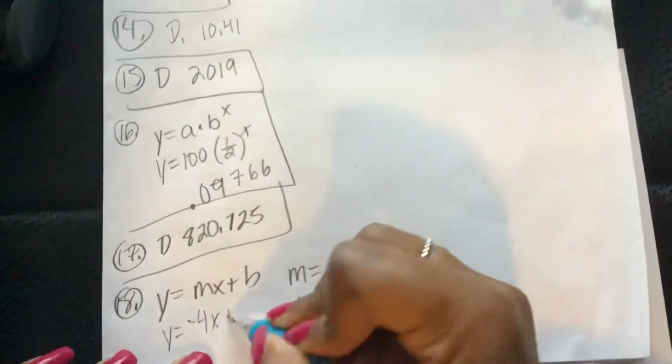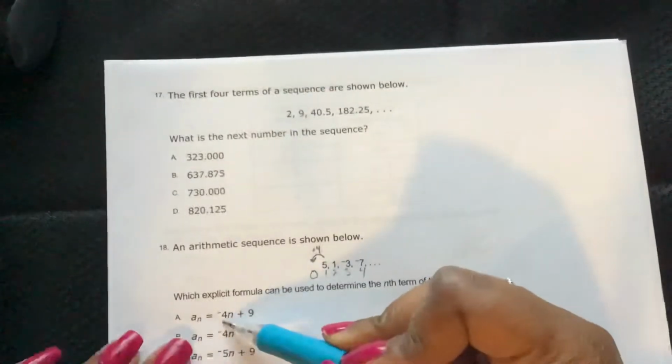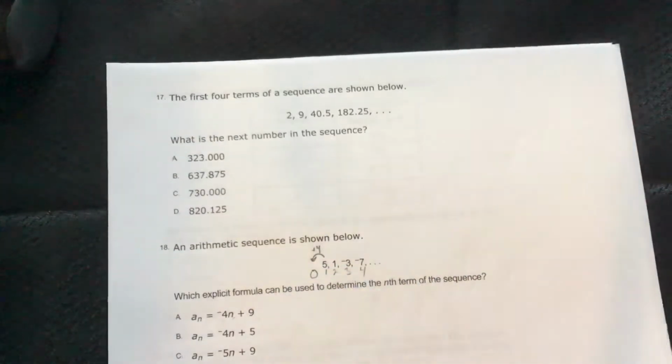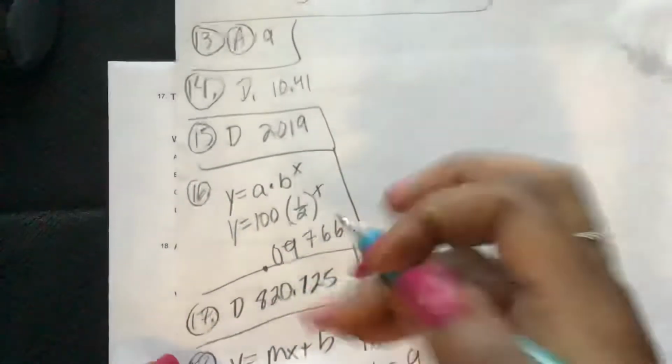So then the equation here is going to be -4x plus 9. So that's what I'm going to look for. And I got -4, and instead of using x, they use n. That's fine. Plus 9. So that's going to be my equation there. So my equation, the answer for 18 is A, okay?